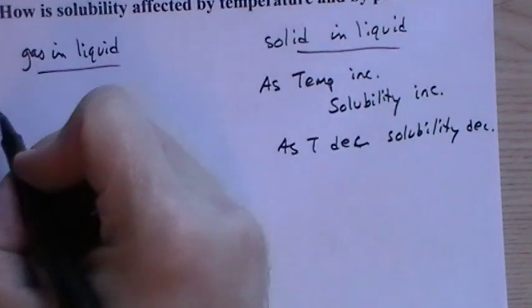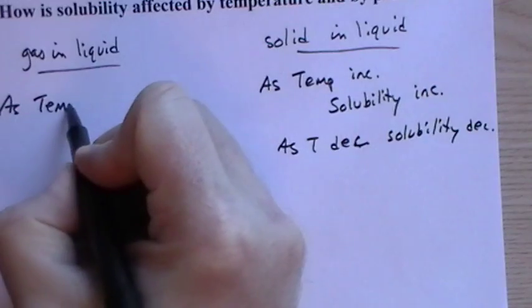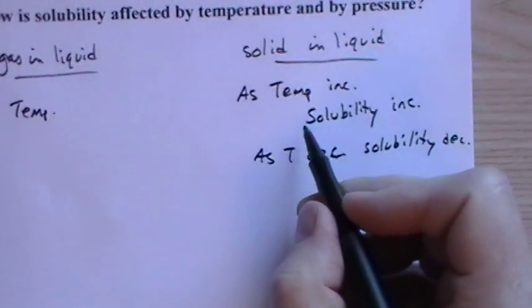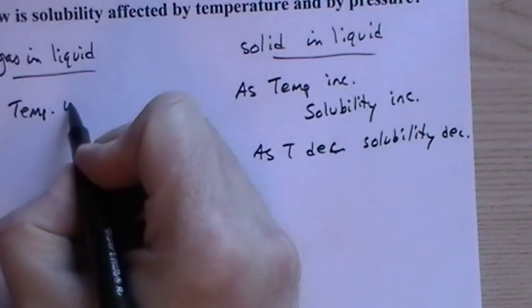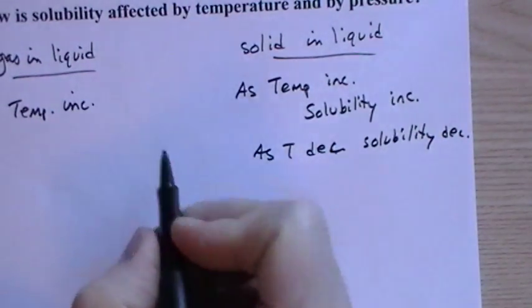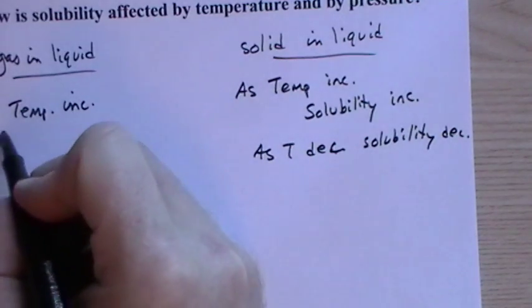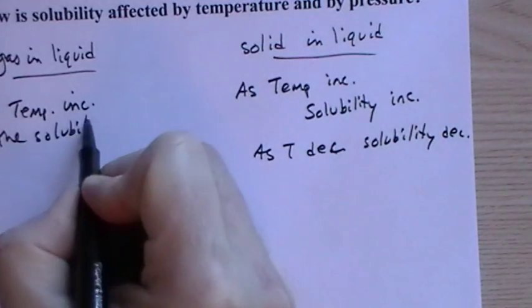The reason that happens is that as the temperature goes up, the solvent molecules move faster, they have more kinetic energy, and they have an easier time breaking apart the solid and keeping those ions in solution. It gives the solid that extra energy to break off from its bulk and go into the solution. But for a gas dissolved in a liquid, as temperature increases, the solubility decreases.